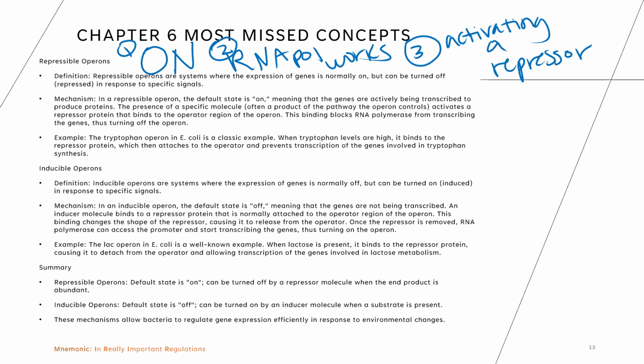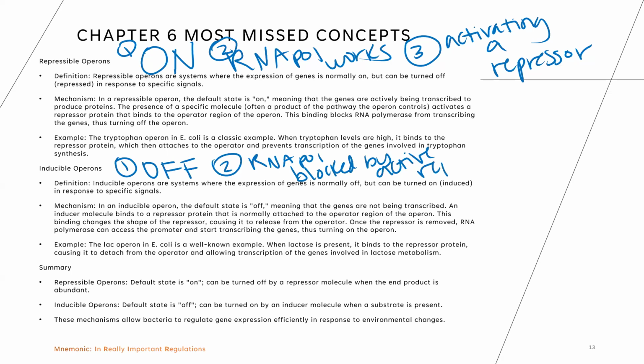The inducible ones, they start out off. That's why we can induce them, like you're inducing labor. Person's not in labor, so you need to turn it on. So it starts out as off. Two, we have our RNA polymerase, and it is blocked by an active repressor. That's why it's off. Number three, we will deactivate the repressor.